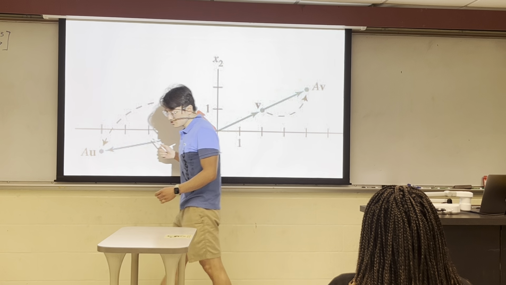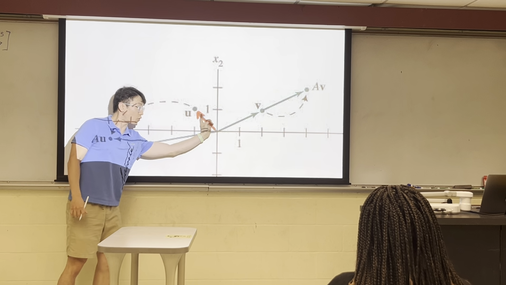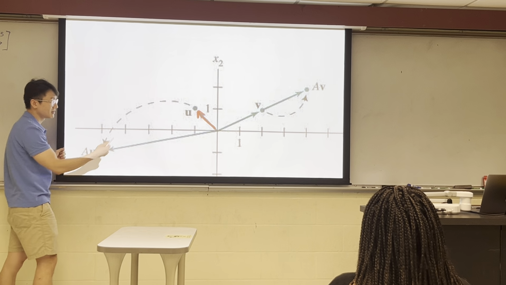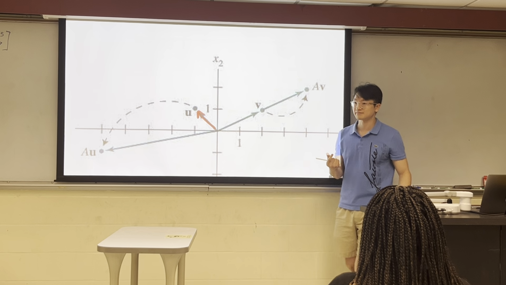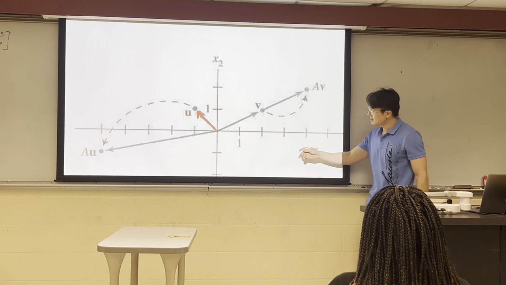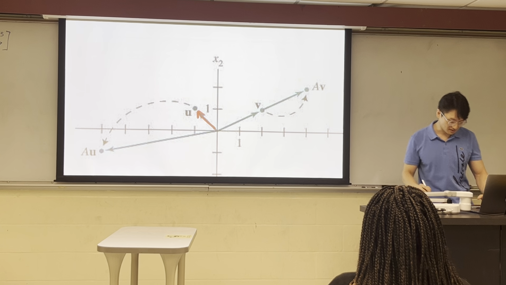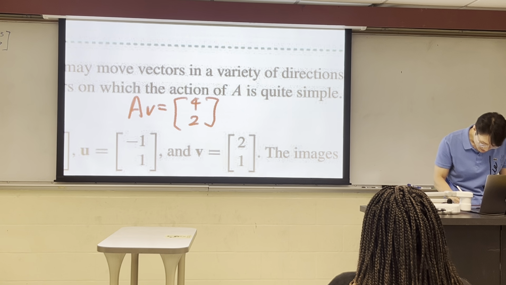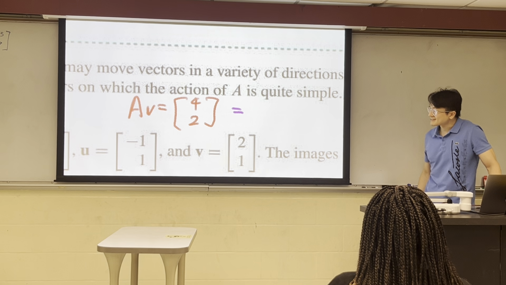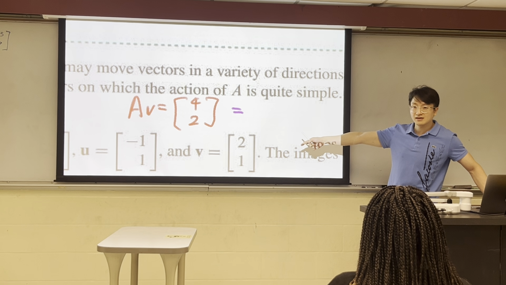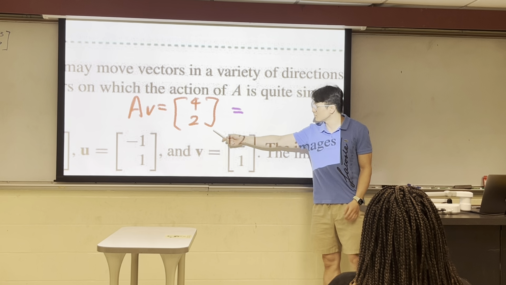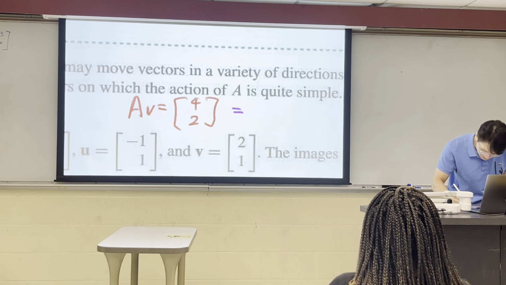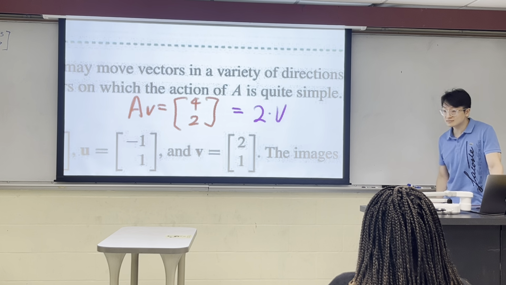Okay, so you have U, and you rotate it in this direction, and then you scale and stretch it. What about V? Do you rotate? No. You don't rotate, you rather stretch. So can I express this as a scale of V? What is it? Any relationship between 4, 2, and 2? Yes, it's double. 2 times V. This is an eigenvector.